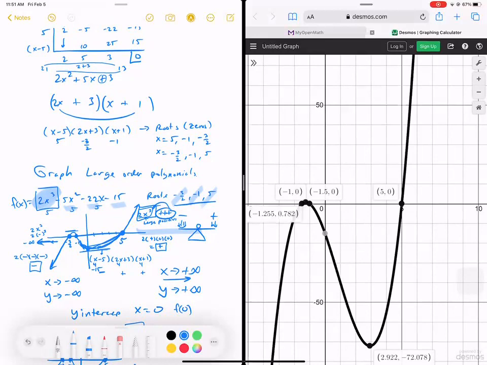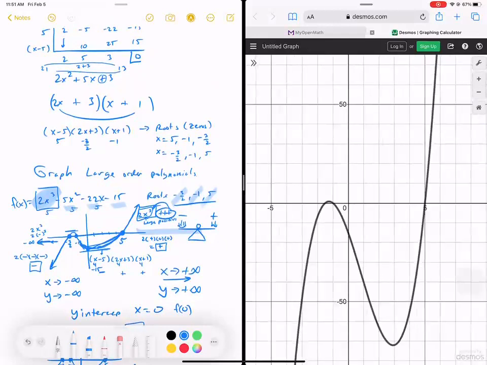How do I know that this was going to be 0.7? I don't. You're not supposed to. You're just supposed to know that the graph does go up between negative 1.5 and negative 1. And this graph also goes down between negative 1 and 5. All right, hopefully I'm trying to make you guys believers.